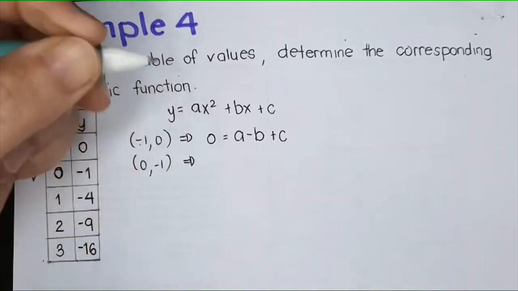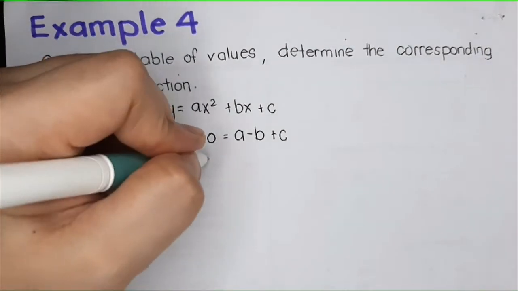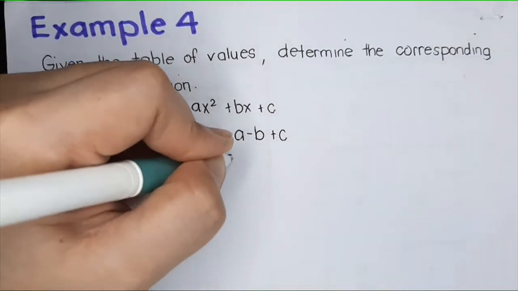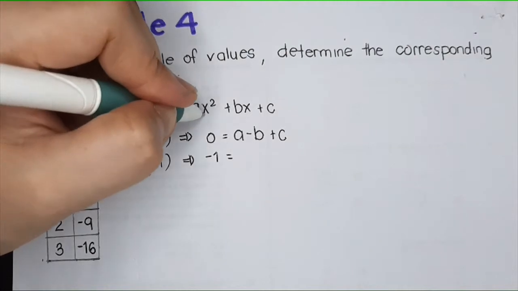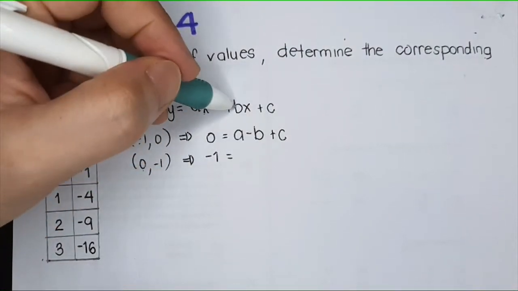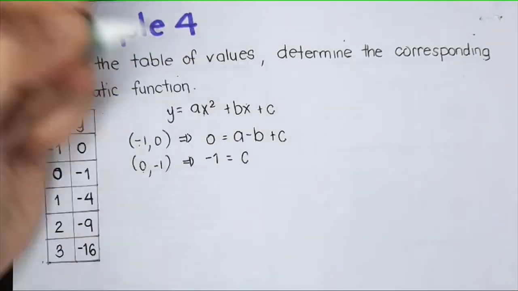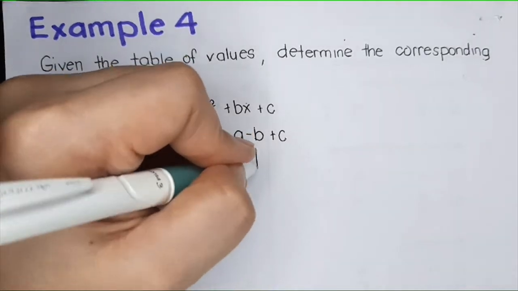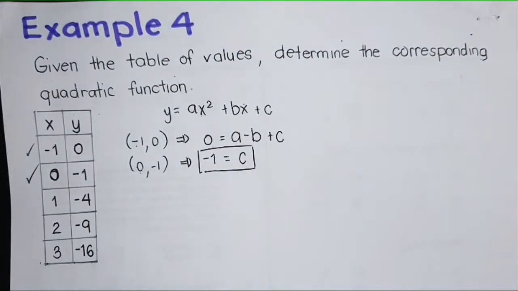Okay? So your x is 0, your y is negative 1. What do we get? Negative 1 equals, okay, your x is 0. So 0 squared times a, it's 0. So wala na yan. Ito rin, b times 0, wala na. So you'll have c. Yun, may value na kayo ng c. c is equal to negative 1.